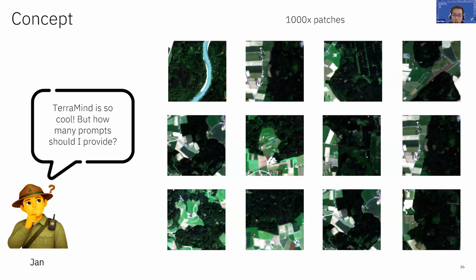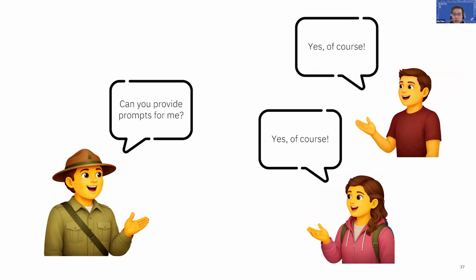Now, let's come back to Jan. Jan thought, wow, TerraMine is so cool, and it's also very easy to do, but how many prompts should I provide? I mean, doing it with 2 or 3 prompts would be very quick, and I can do it on my own. But if I need to provide like 50 or 60 prompts, then that would take a lot of time. To answer this question, Jan created a dataset of 10 patches, and he asked his friends, hey, can you please provide prompts for me? And they said, yeah, of course, I can do it.